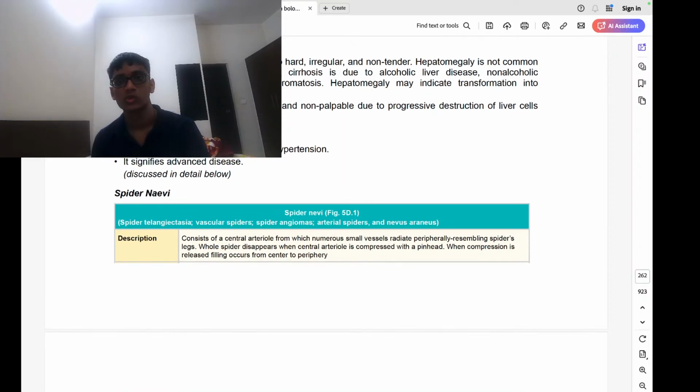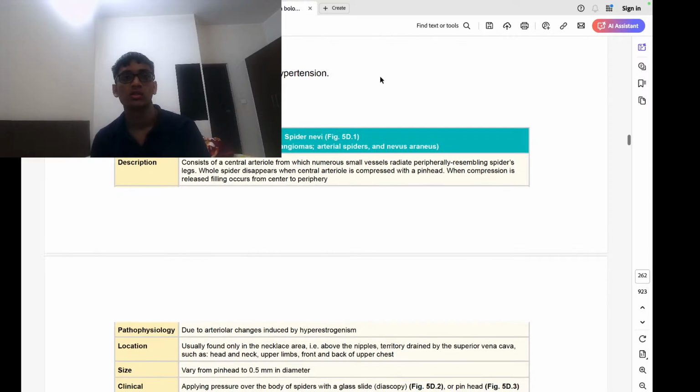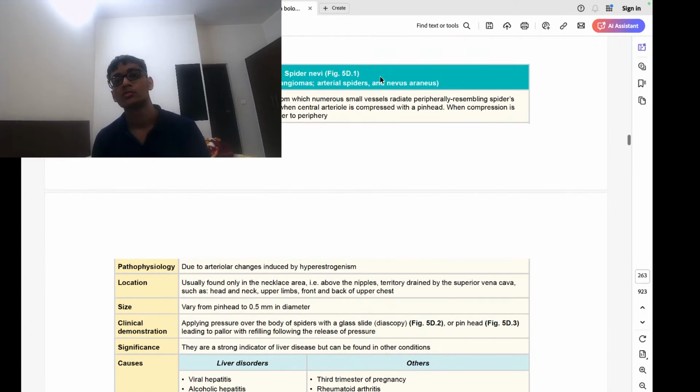It is common with hepatic cirrhosis due to alcoholic liver disease and all. Okay. Then ascites. Ascites is due to liver failure and portal hypertension. It signifies an advanced disease. Spider nevi: spider telangiectasia, vascular spiders, spider angiomas, and arterial spiders.